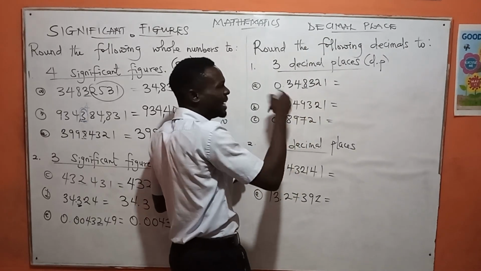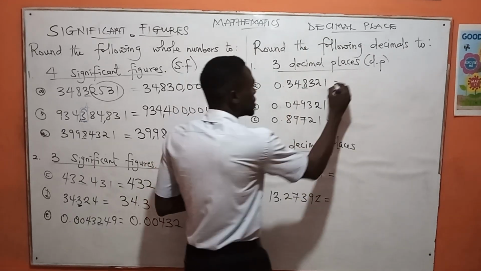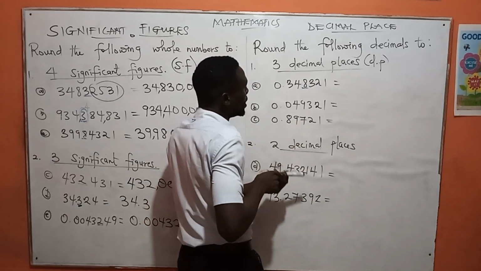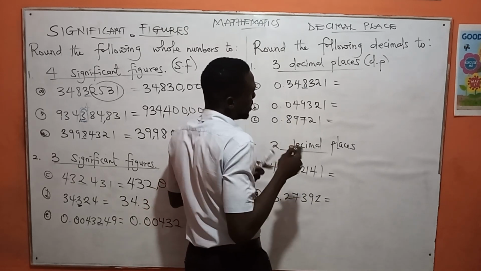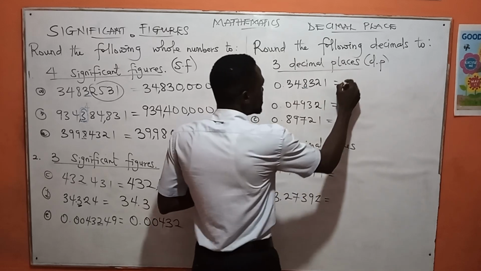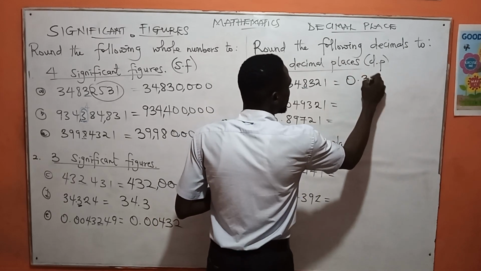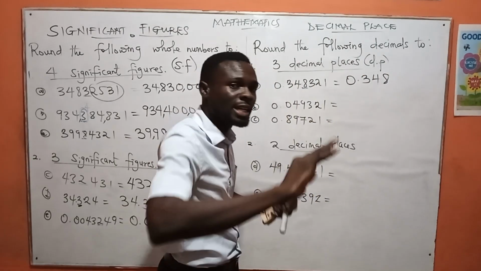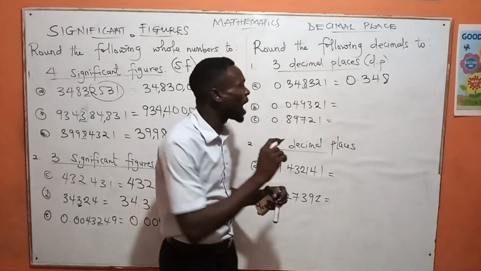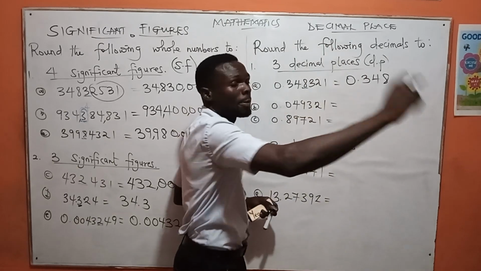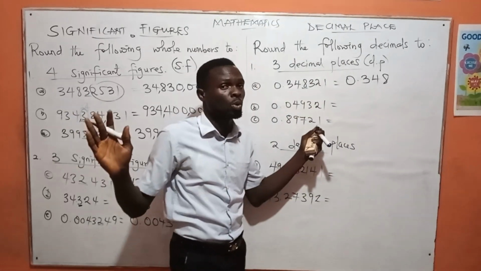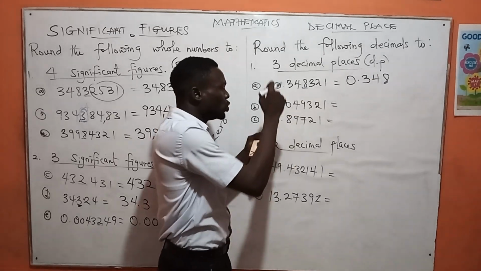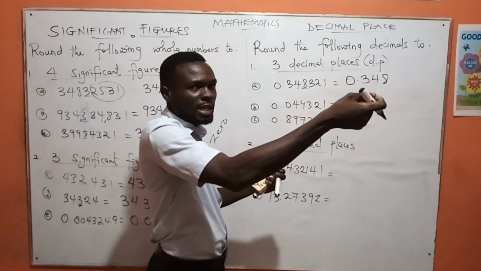So this number in 3 decimal places will give us 0.348. We want to see only 3 numbers after the decimal point. Why? Because it says 3 decimal places. That's all. Then the same thing happens to this one. You are to leave it to 3 decimal places.